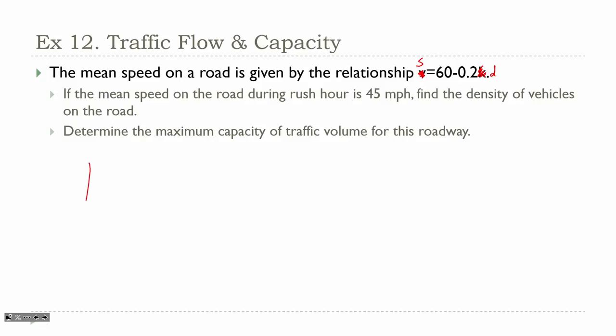So again, this is looking at this relationship. This equation tells us that this value is 60 miles an hour, so that first term is going to be the y-intercept, and then the slope of this line is negative 0.2. So if we know that the speed at one particular location is 45, we're just looking for the corresponding density. So solving that equation, 45 equals 60 minus 0.2 D. D is what?